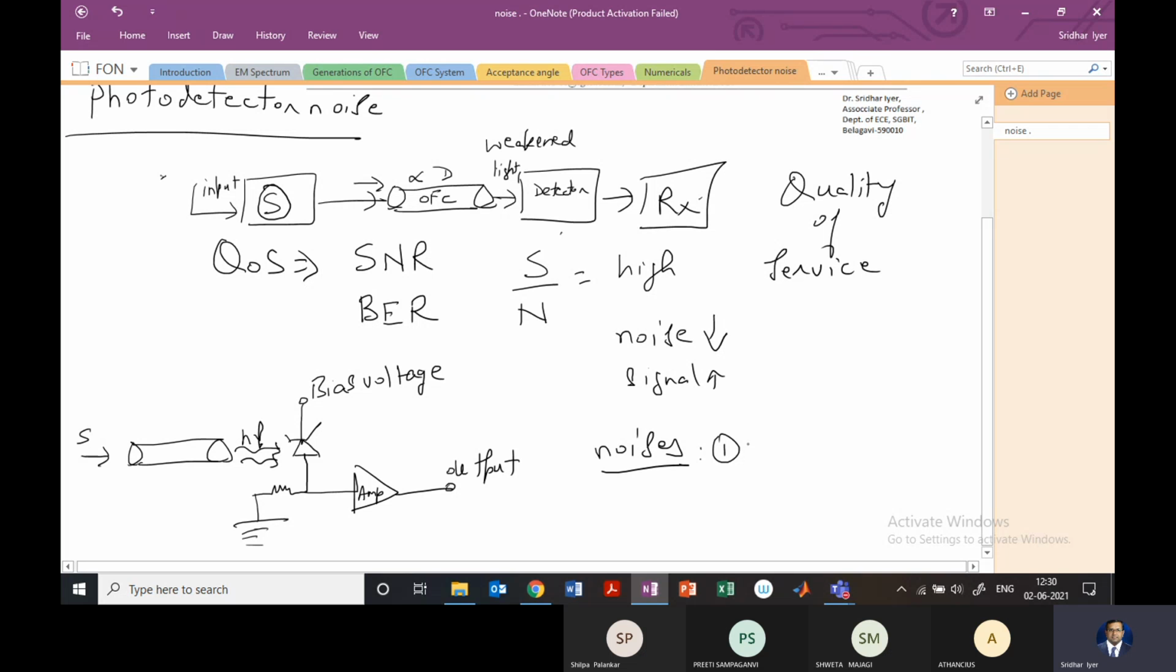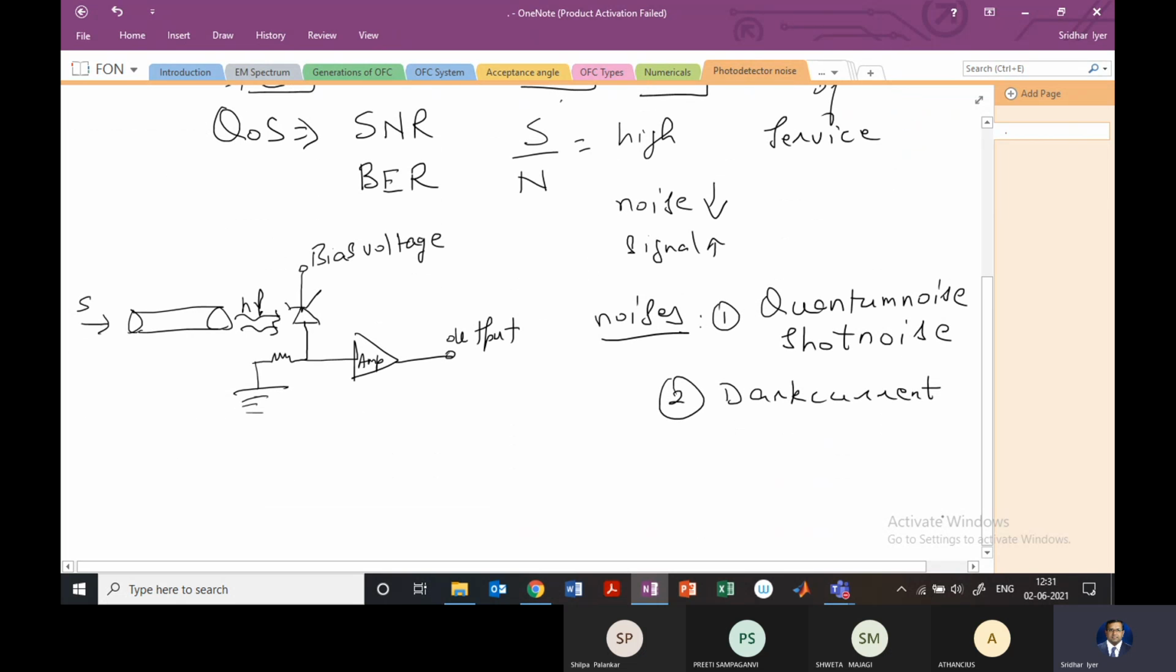So the basic source of noise is what is known as the quantum noise, right? The other popular name is shot noise. So we'll represent this mathematically. The second is dark current. This is usually very negligible. It is generated when there is absolutely no power given to the system, but there is still some noise, right? So it is like a device charging even when you have switched the switch off, right? So there's some amount of charge still there.